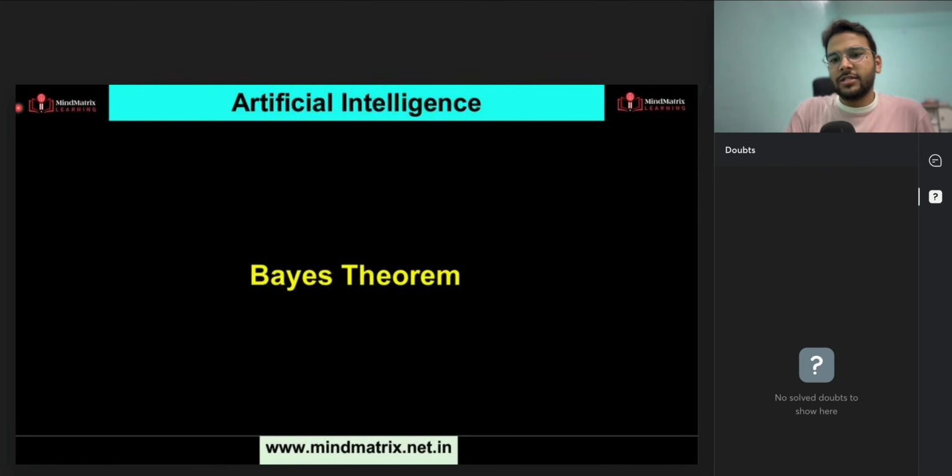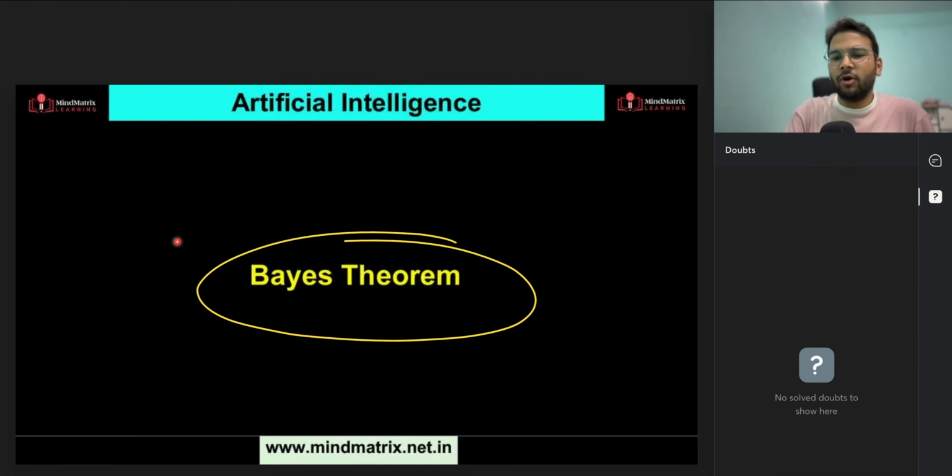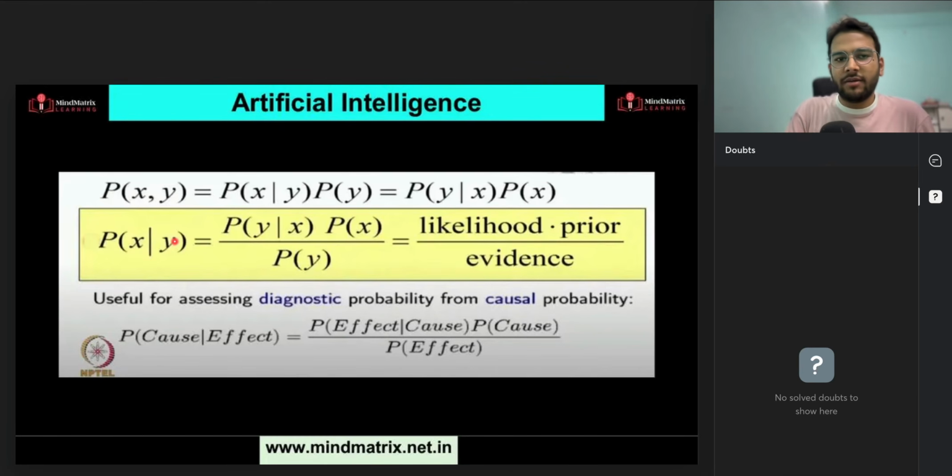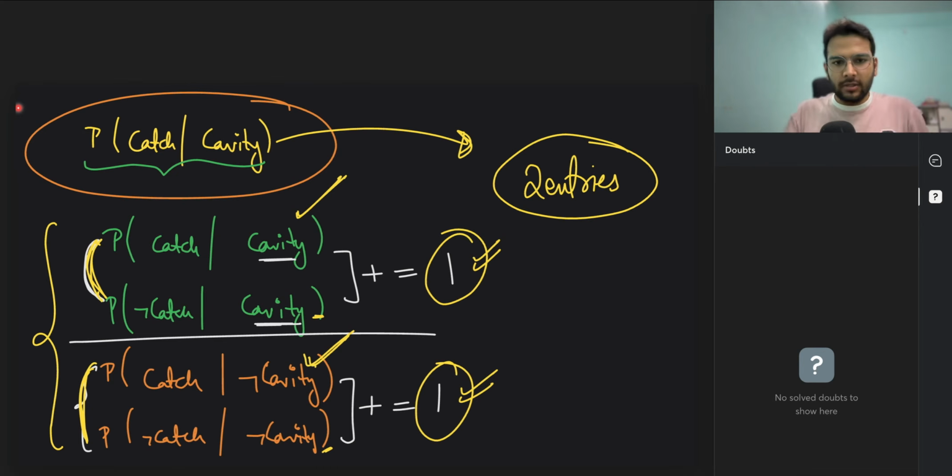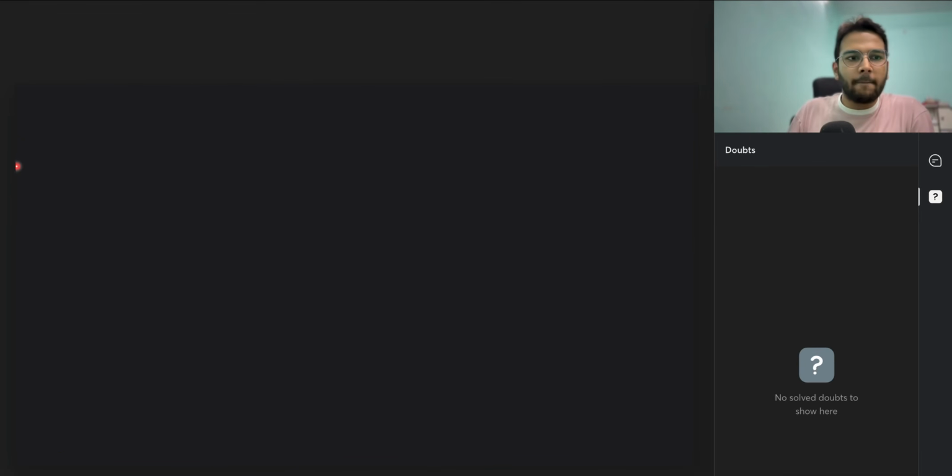Then we have the concept of Bayes theorem, which we have already used, but I'm revising it again. So carefully see this. One more thing I wanted to discuss here. Let me discuss it here only. Just let me add one slide.